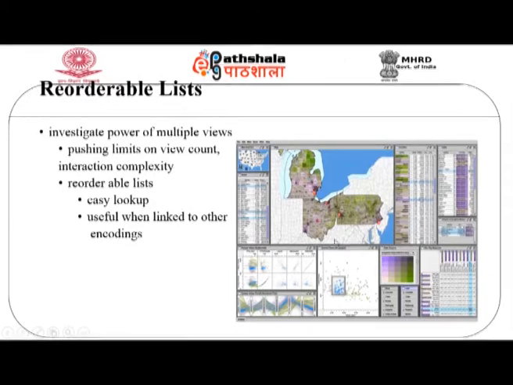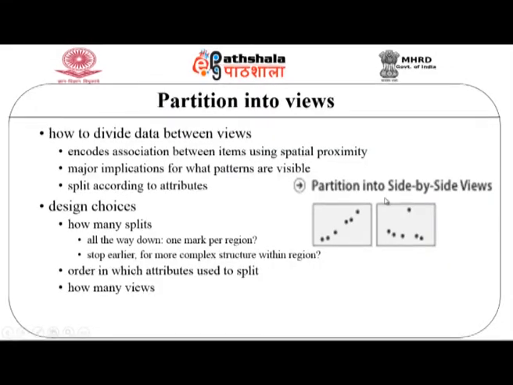patterns. So this is an example of a reorderable list, where you have a parallel coordinate system and a scatter plot system. So it is possible for me to view the entire data set using various kinds of reorderable lists.